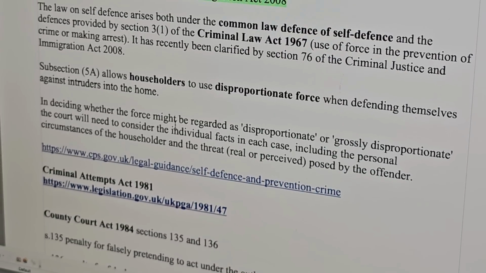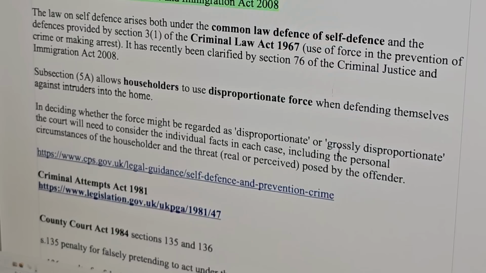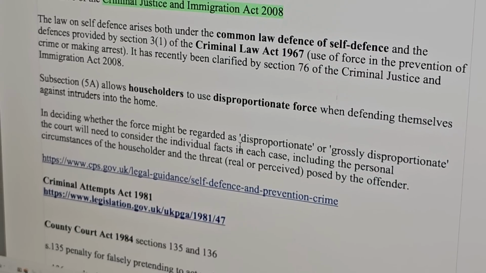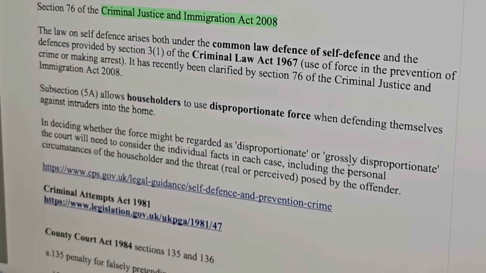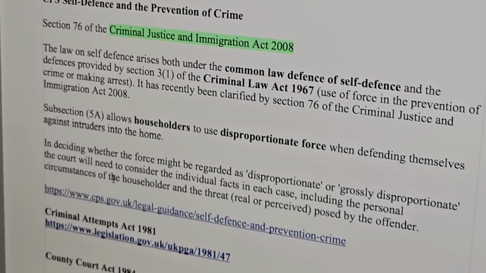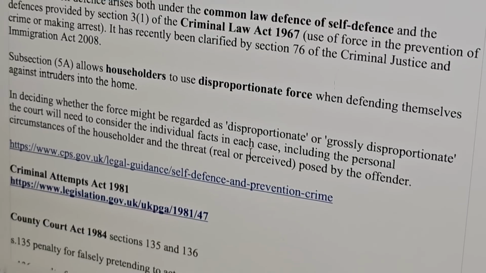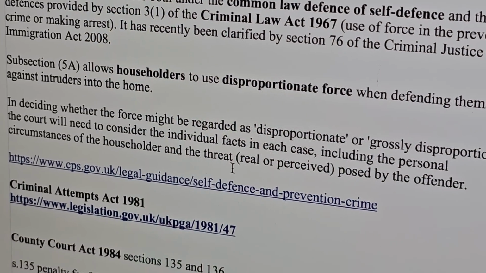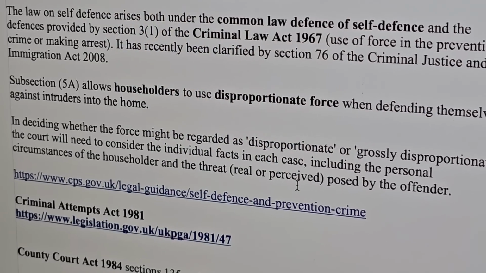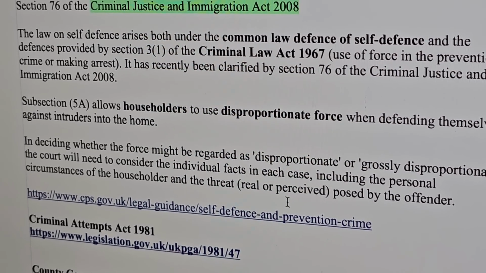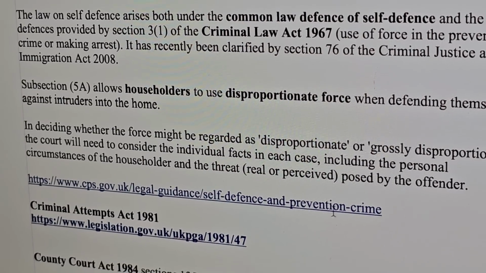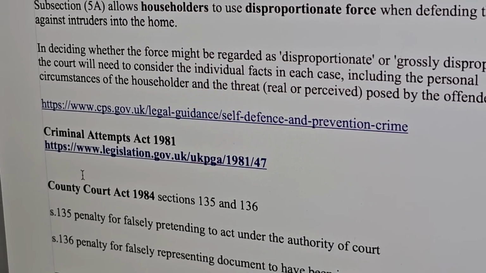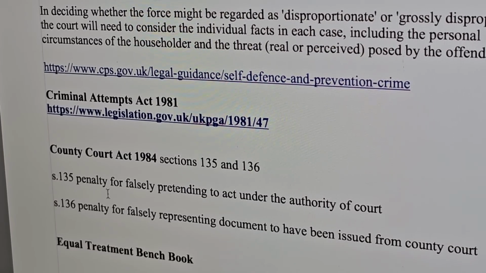In deciding whether the force might be regarded as disproportionate or grossly disproportionate, so one might be giving them a good slap, the other one might be shooting them, the court would need to consider the individual facts in each case, including the personal circumstances of the householder and the threat, real or perceived. You're at threat if they're at your door, posed by the offender. You can look it up on that. Criminal Attempts Act, I can't remember what I put for that. And then there's just a couple of bits.